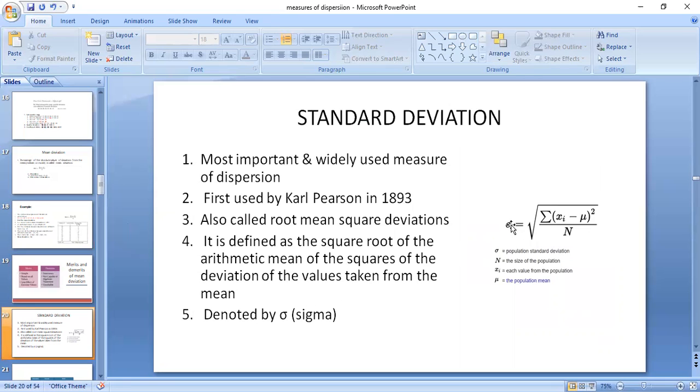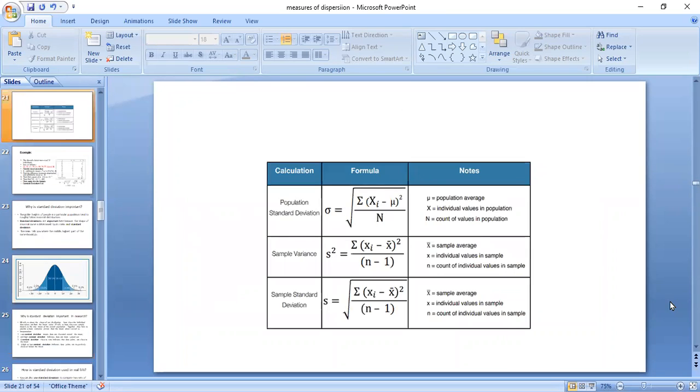Here is its formula: sigma is equal to the square root of summation (xi minus mu) whole square divided by N, where capital N denotes the size of the population or the total number of individuals in the population, and mu indicates the population mean, and xi indicates the observation of a single member of the population.